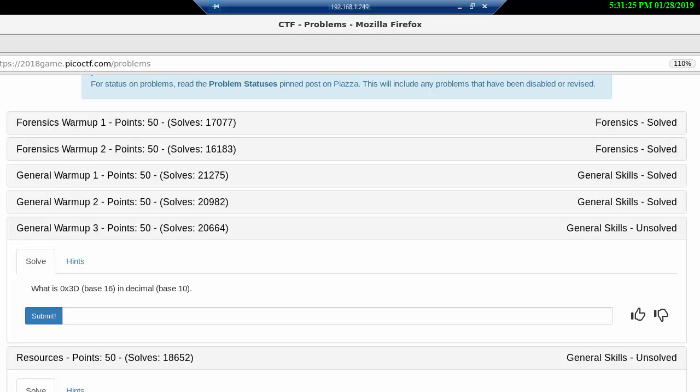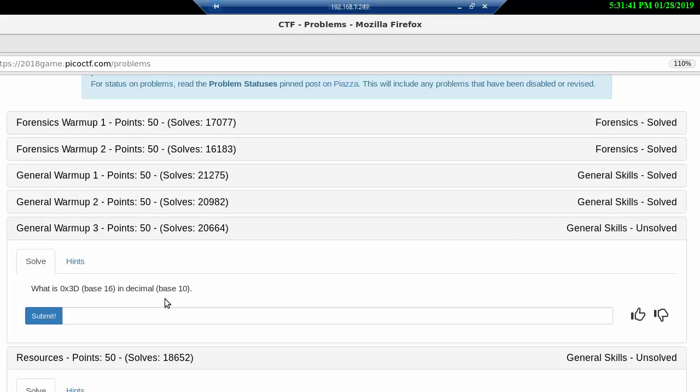The problem is called General Warmup 3 for 50 points, and the question is as follows. What is 0x3d base 16 in decimal base 10?